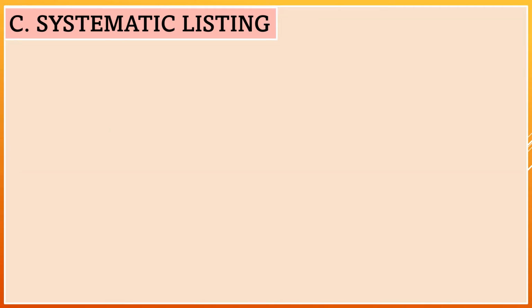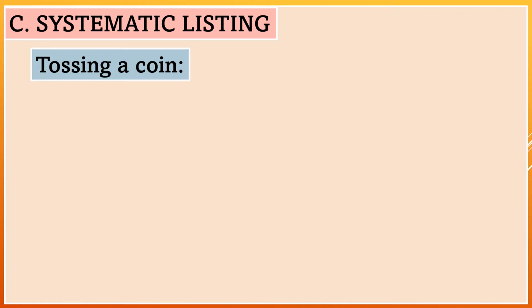Okay, using the same problem, let us try to find the possible outcomes of rolling a die and tossing a coin using the systematic listing. In the systematic listing, of course, we're just going to list down. So say for example, tossing a coin, what are the possible outcomes? You are just going to list it down. So we have head and tail. So these are the two possible outcomes if we are going to toss a coin.